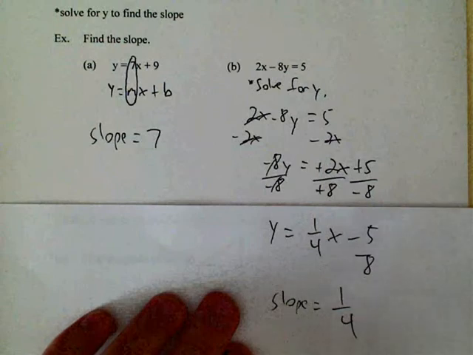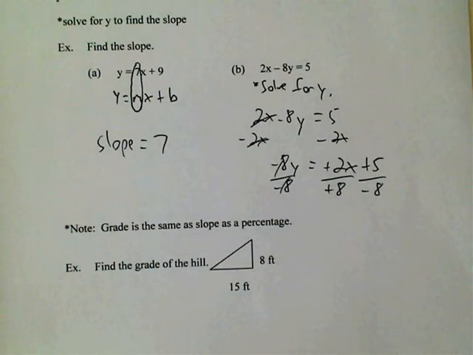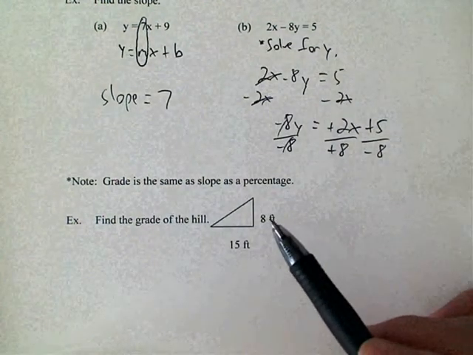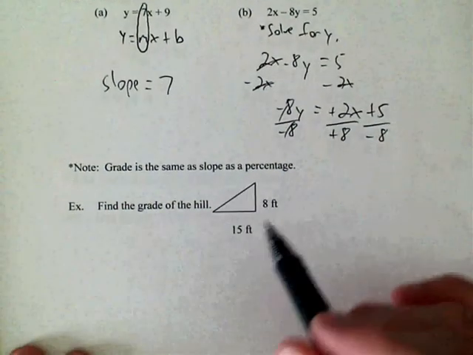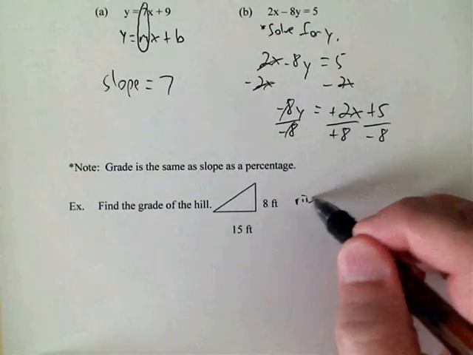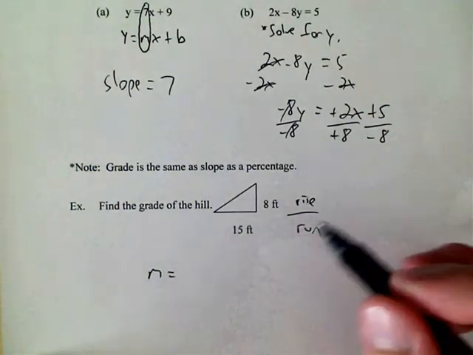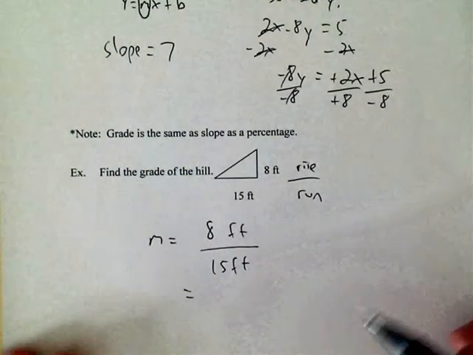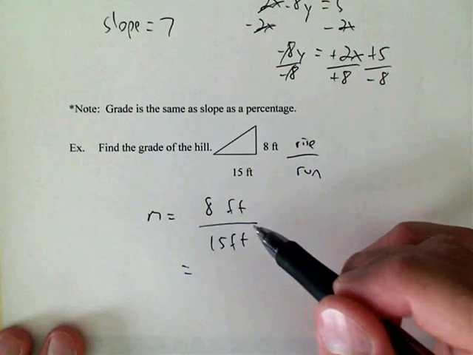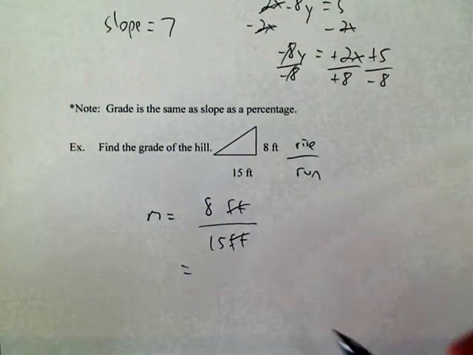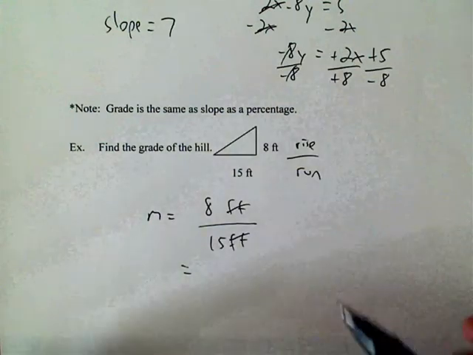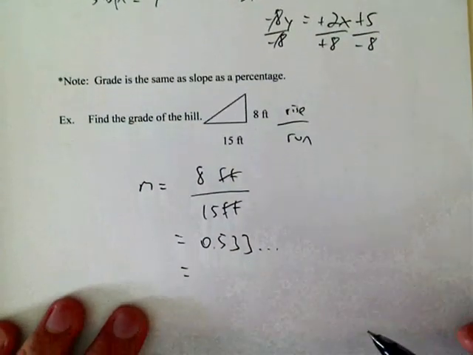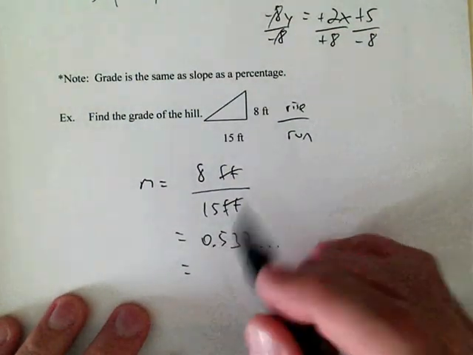Now the last example is just an application of slope and its grade. All grade is, is the same as slope as a percentage. Anytime you're given a picture like this, think of rise over run. So if the rise is 8, run is 15 feet. That's pretty much all you're doing as far as finding the slope. Now to find the grade, you want to take out a calculator and divide 8 by 15, and you're going to get 0.533, and it keeps on going. Around to the nearest tenth in percent form, when you move the decimal 2 places, you're going to have 53.3%.